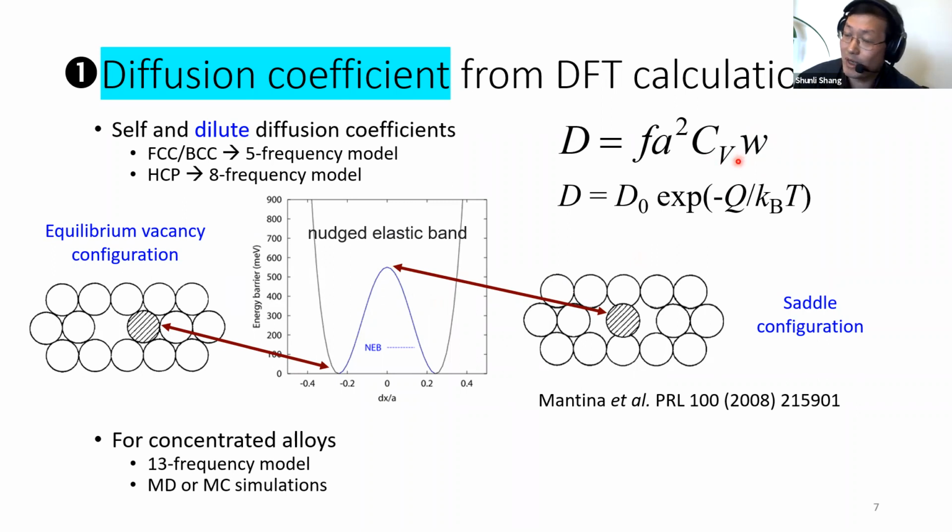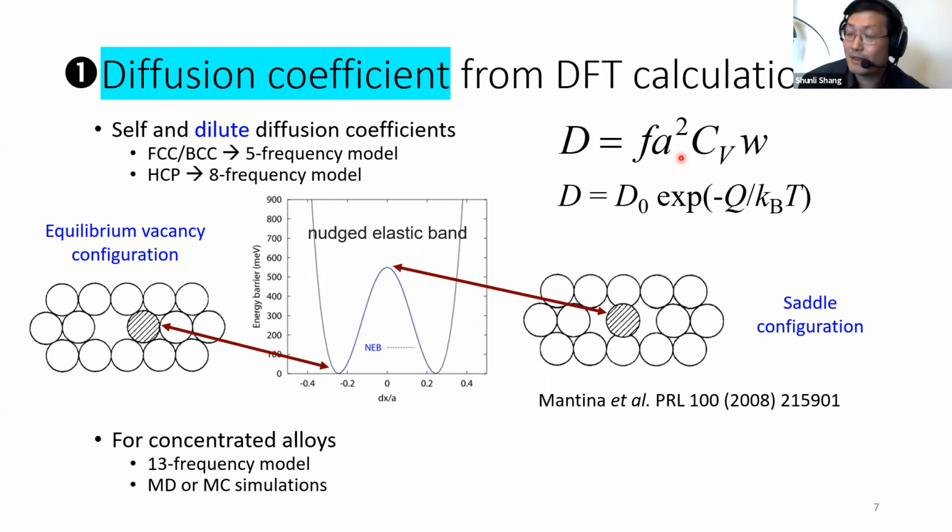This frequency, we can use the energy to predict. One is what we call the equilibrium vacancy configuration, with this energy. The other one is when we go to the saddle point, what we call the saddle configuration. Based on NEB calculation, we can predict this energy landscape. Then we can get this w value.